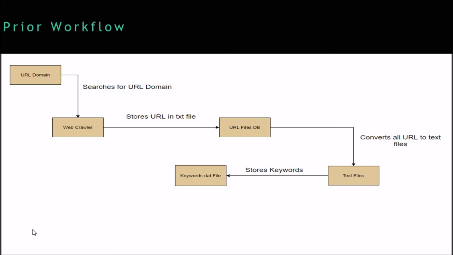We convert all the URL files into text files one by one, and we again store it in our local storage. After the text files have been converted, we then extract all the keywords out of those text files and we store it in a keywords.dat file, which can be used for faster access when searching any keyword typed in by the user.